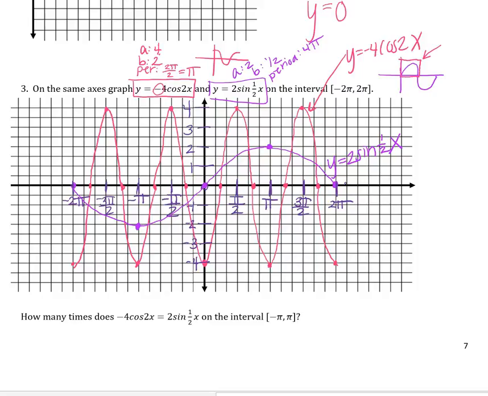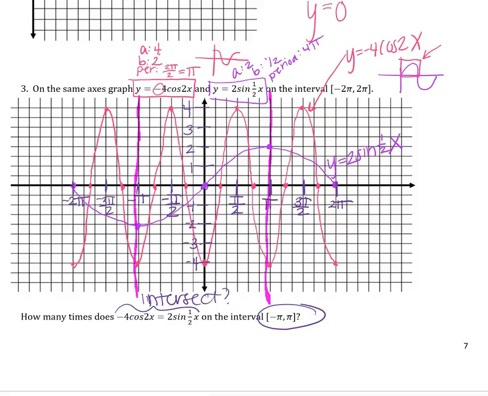So the follow-up question here is, how many times do these two graphs equal each other? So really this is looking for how many times do they intersect. But be careful, they gave you a domain other than negative 2 pi to 2 pi. It says negative pi to pi. So I'm actually going to put in a little line here so you know where I'm looking. Here's negative pi. And here's pi. So look at how many times those graphs intersect.